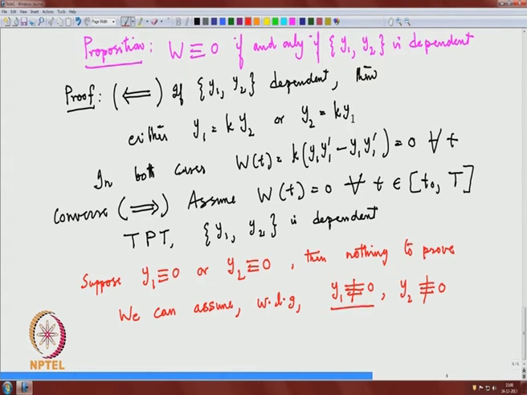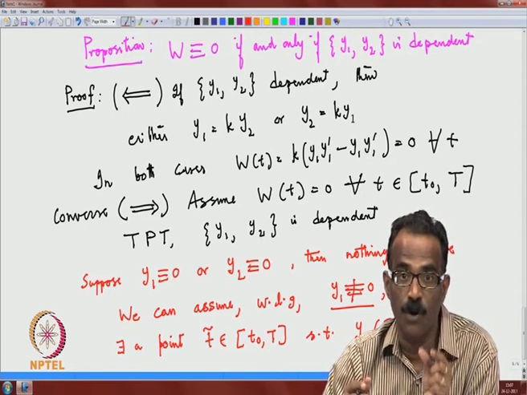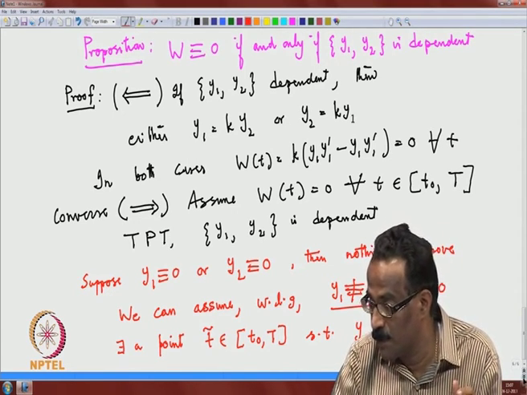So, since y1 is not identically 0, there exists a point, say some t tilde, in this interval t naught to t, such that y1 at t tilde is not equal to 0. But now use the argument of continuity. If a function is not equal to 0 at one point, then that function is not equal to 0 in a small interval. Yeah, so we will do that.